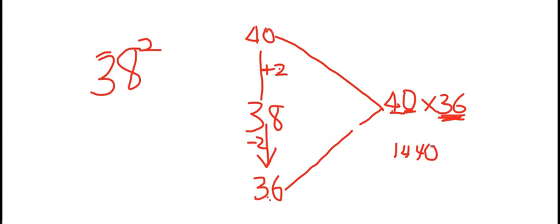Now, these two gave me the differences, moving up to the closest tenth and moving down to get the 36. The 2 here is very important to me this time around. I'll square these 2, and when I square these 2, I get 4. Add 4 to the existing 1440, and I'll get 1444. And that is the answer for squaring 38.